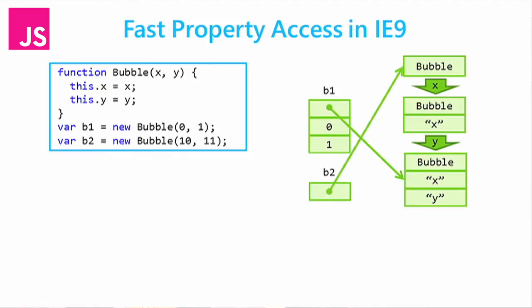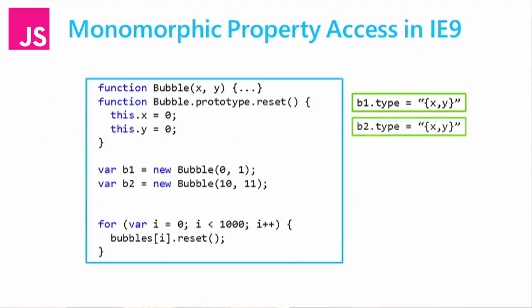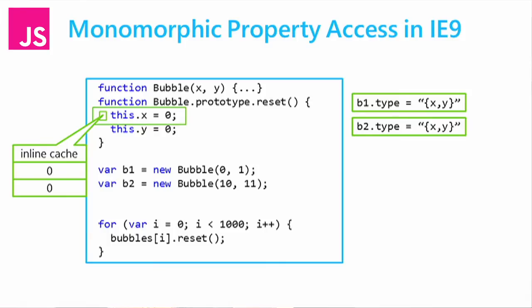If then you create the second object, B2, which follows the exact same code path, it'll have the same type or shape, and then subsequent accesses to properties of those objects will be monomorphic, meaning the objects will have the same shape. And we can do quite well in IE9 for those types of objects. Here's just a quick example. If you now call this reset method in a loop, which then tries to set X and Y to 0, we have an inline cache associated right here with that instruction. And the inline cache remembers the type and remembers the slot at which we found property X last time. It starts zeroed out, there's nothing there.